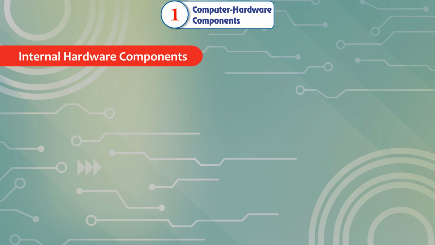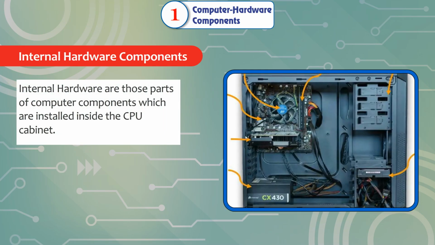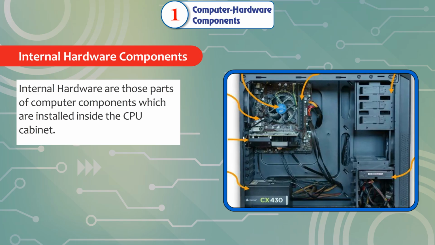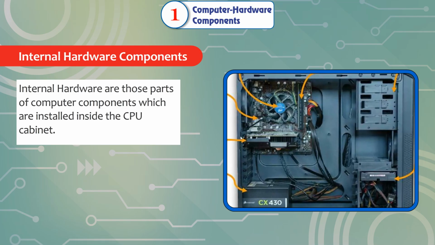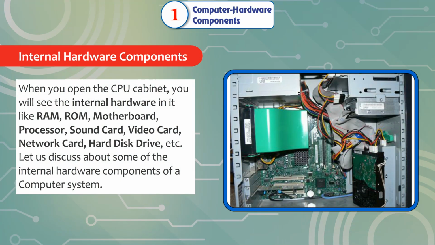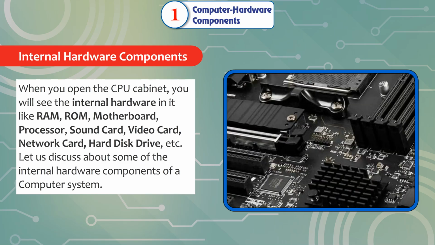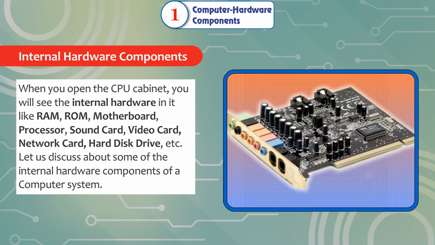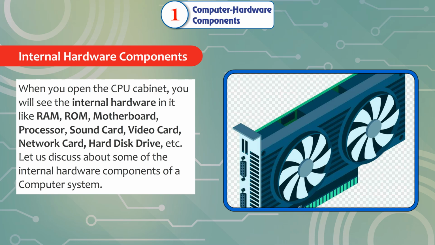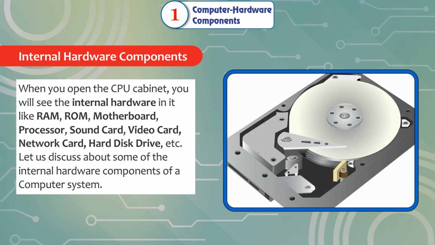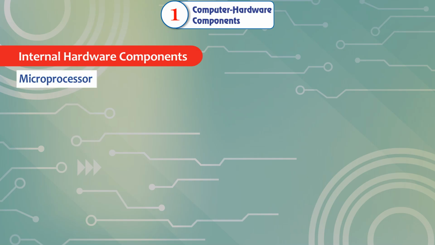Internal hardware components. Internal hardware are those parts of computer components which are installed inside the CPU cabinet. When you open the CPU cabinet, you will see the internal hardware in it, like RAM, ROM, motherboard, processor, sound card, video card, network card, hard disk drive, etc. Let us discuss some of the internal hardware components of a computer system. Microprocessor.